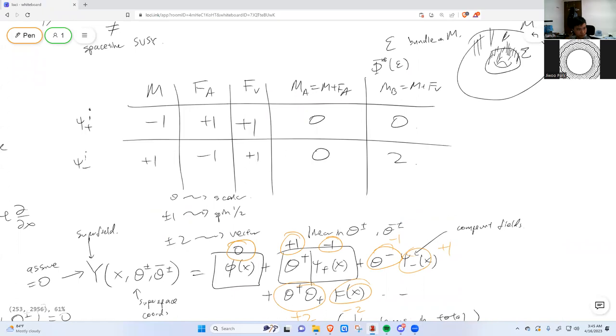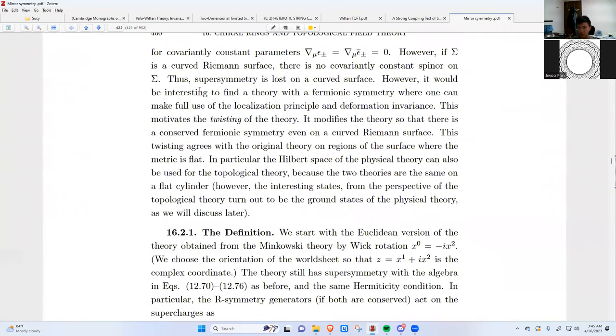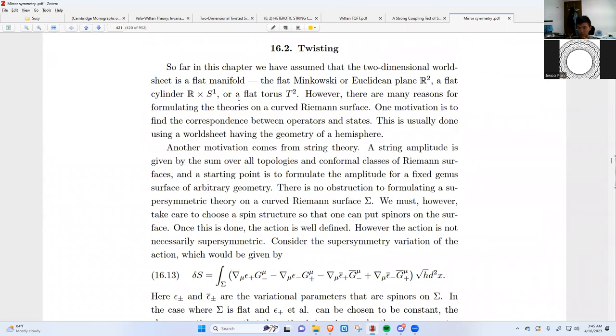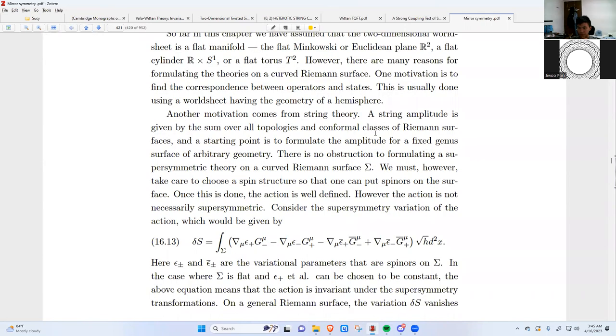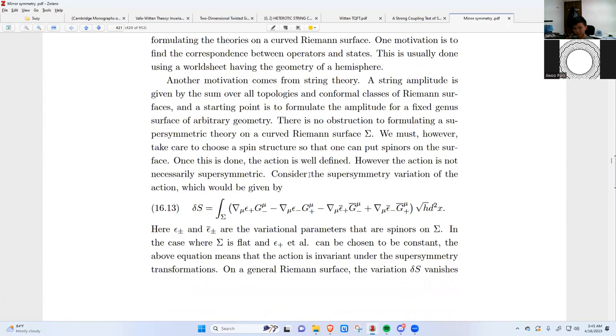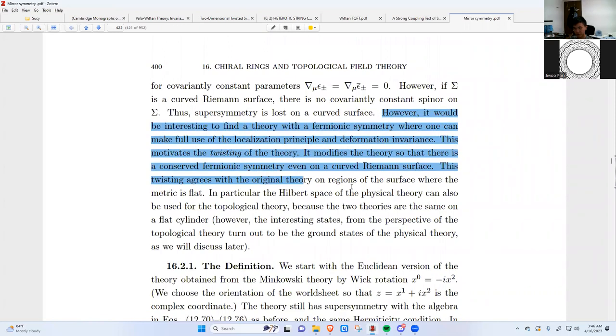Well, actually, I think I found something on page 400, where it says that you can use twisting to preserve supersymmetry on curved surfaces. Do you know how this works? Let me read it. Page 400. Supersymmetry is lost on the curved surface. Wait, can higher genus Riemann surfaces be flat? Or is there some theorem that says that they can't? I don't know, but I think they can't be. I know the torus can be flat, but I'm not sure about higher genus. Supersymmetry is lost in the curved surface, so it would be interesting to find a theory with.